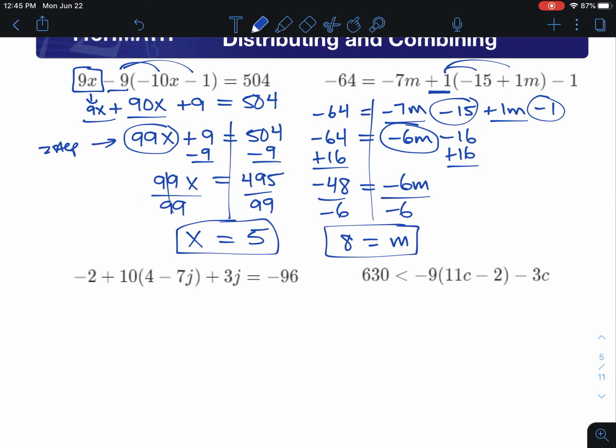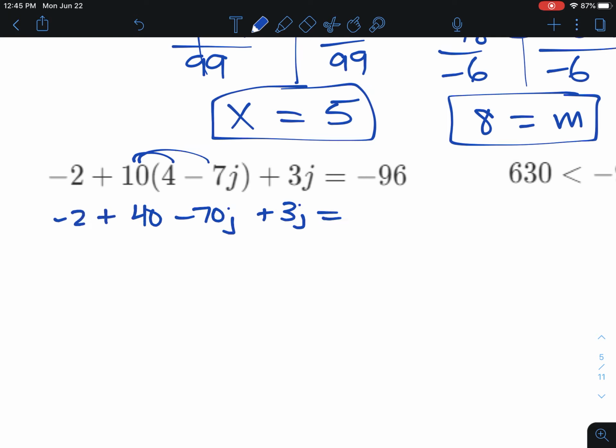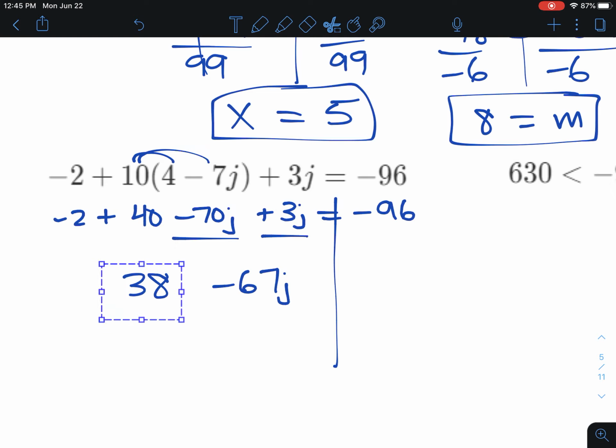Okay, moving on. Now we've got some j's to solve for, same idea. We're going to distribute in first. 10 times 4 is 40. 10 times negative 7j is negative 70j. Bring down the plus 3j and the negative 2 in front, and equals the negative 96. Combine like terms. This gives you negative 67j, and this would be 38. So we can just slide that over. 38 minus 67j equaling negative 96.